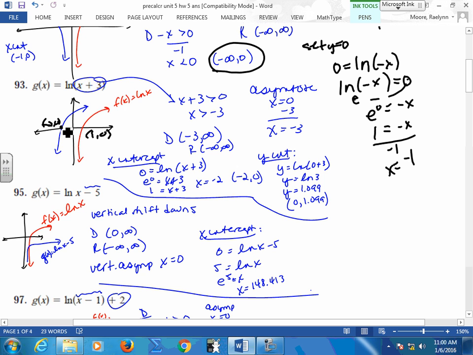Negative 2, 0. Now also, notice we have a y-intercept. Now this was my x equals 0. This is moving over 3. I am now x equals negative 3. My domain was 0 to infinity. This is moving over 3. There's my new domain.